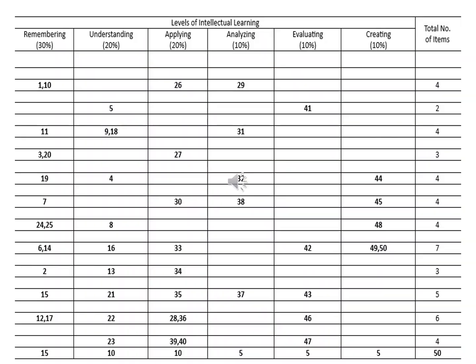Then number 3, I put under remembering also, but on a different learning outcome. And number 4, under understanding, up to item number 50. So you will do it consecutively.